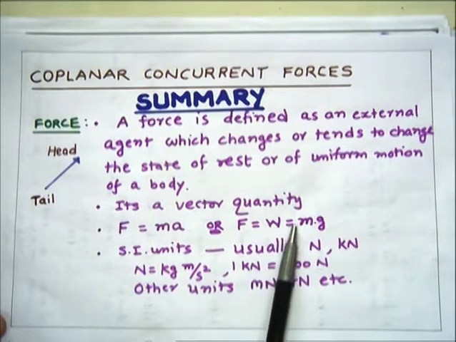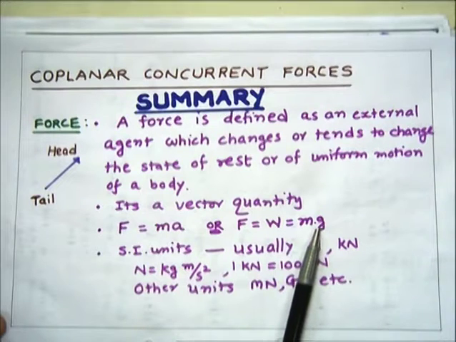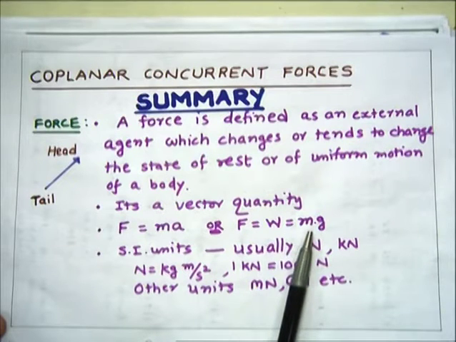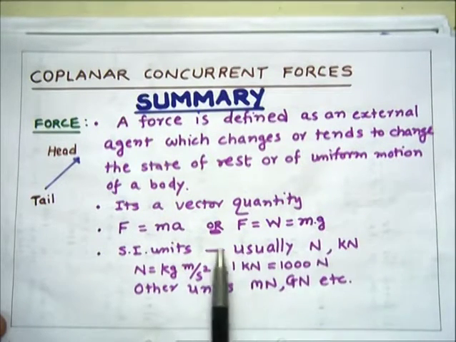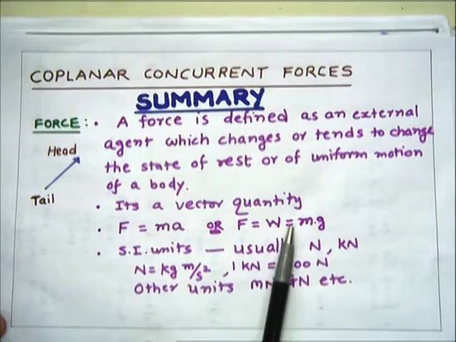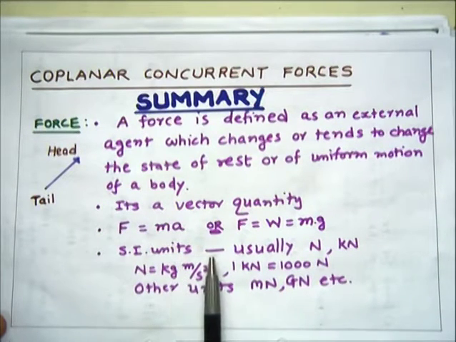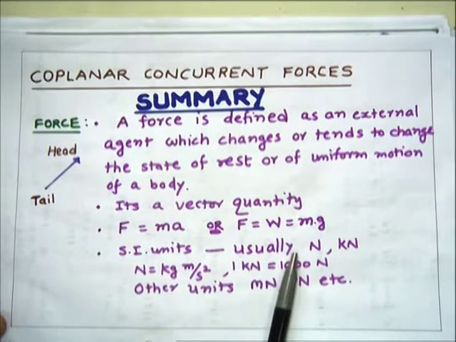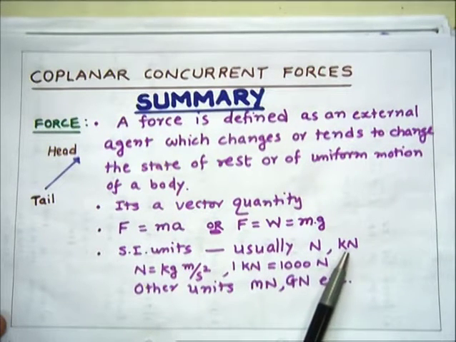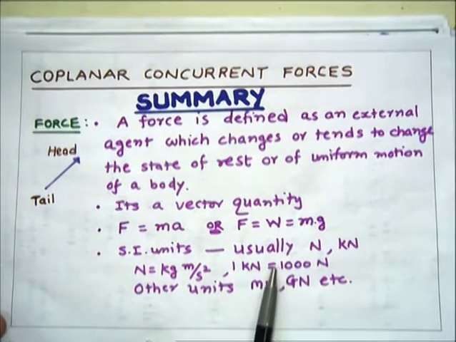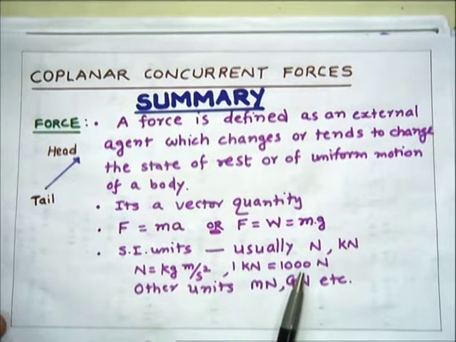In case the acceleration is vertically downward or vertically upward, then we can take W equal to M into G. Weight is nothing but a force, which is given by M into G. And SI units of force: usually we take Newton or kilonewton, but sometimes we need bigger units also, that is meganewton, giganewton, etc. And as you know, 1 kilonewton is equal to 1000 Newton.